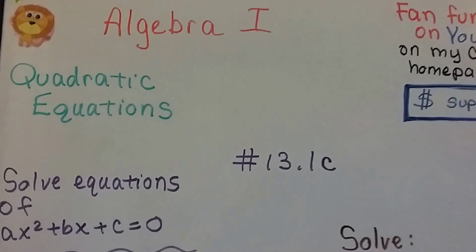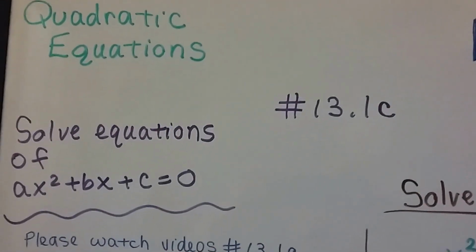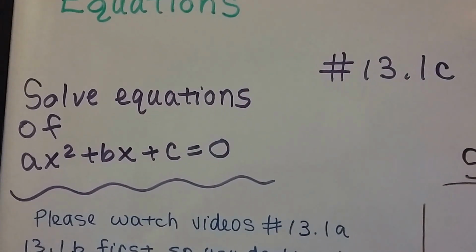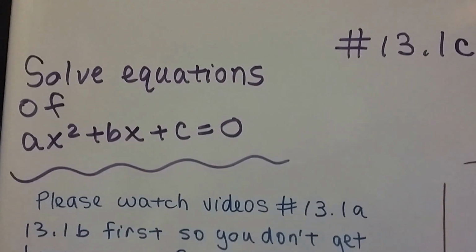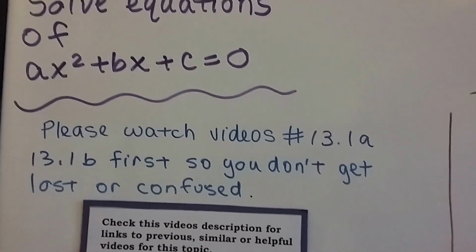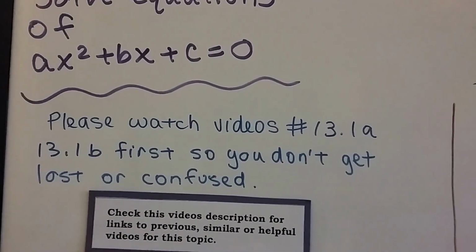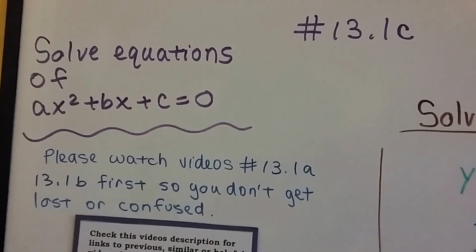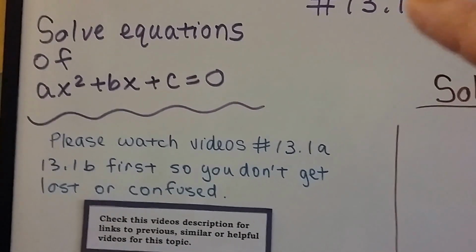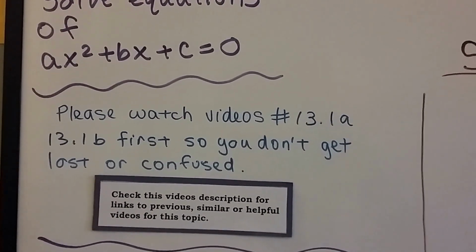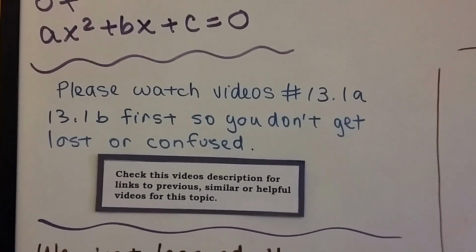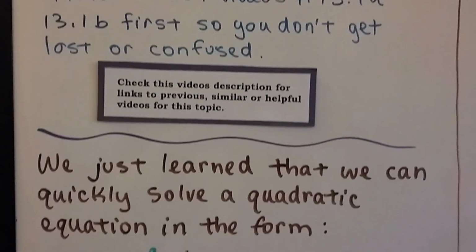Algebra 1, 13.1c, solve equations of the standard form of a quadratic equation, ax squared plus bx plus c equals 0. Now, I want you to please watch videos 13.1a and 13.1b. This is 13.1c, as you can see up here. I don't want you to get confused or lost, all right? Those two videos really will help you to understand this topic.